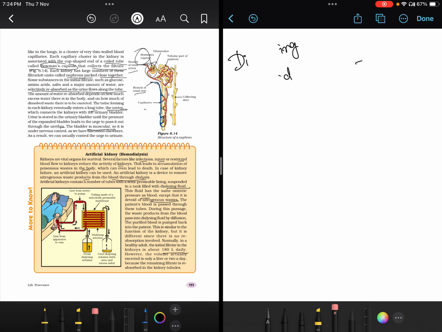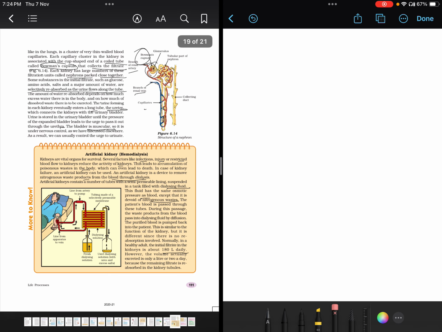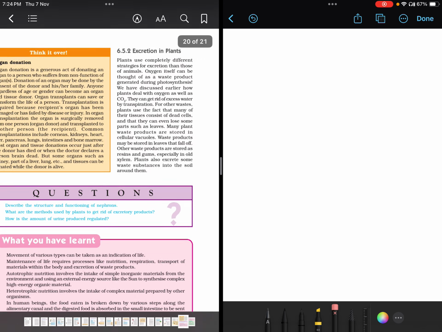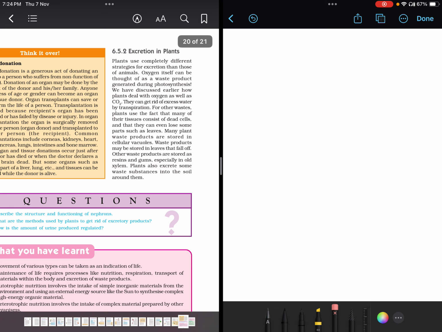Okay, now coming to the next page. Excretion in plants. Now, for plants, they have different strategies. Plants use completely different strategies for excretion. Oxygen itself can be thought of as a waste product generated during photosynthesis. We have discussed earlier how plants deal with oxygen and carbon dioxide.